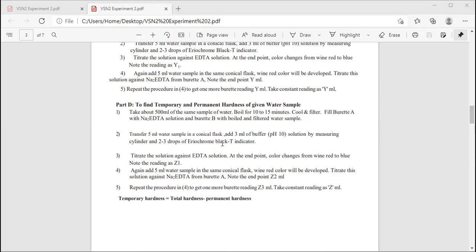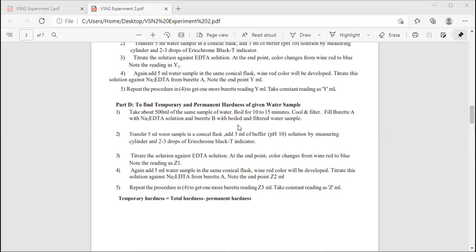So the same basin water which was given to you, you boil it for 10 to 15 minutes and filter it. So whatever the impurities are there, temporary hardness, it will precipitate out. Remove that precipitate by filtration and use that water for determining permanent hardness. Have you got it? So the procedure is same again, like this.